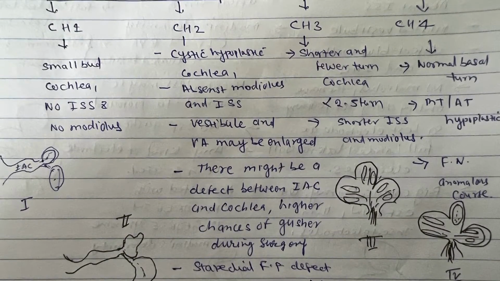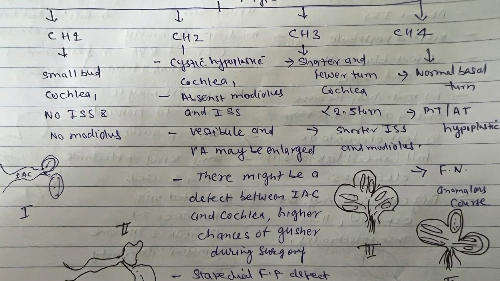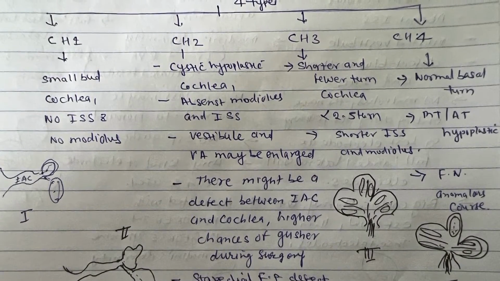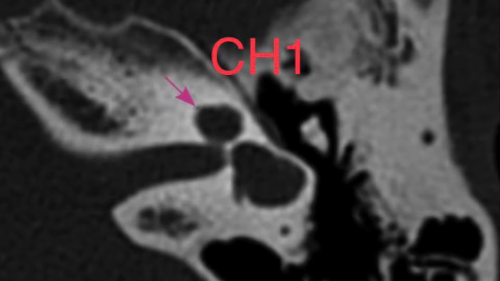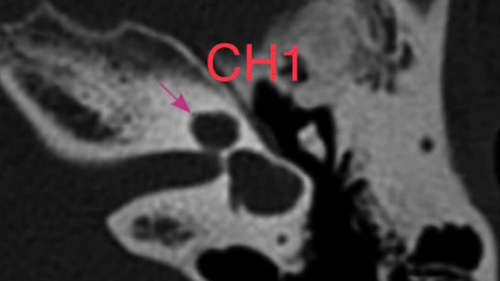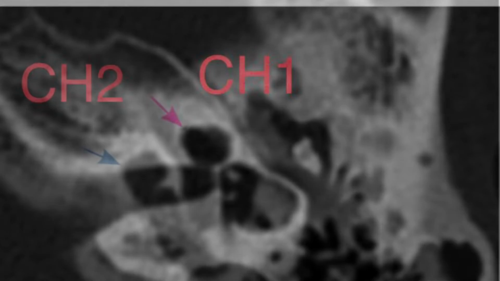The vestibule and vestibular aqueduct may be enlarged. There might be a defect between the internal auditory canal and the cochlea, and a stapedial footplate defect, which may lead to meningitis. You can see this in cochlear hypoplasia. You can see cochlear hypoplasia 1, 2 and 3 in this CT scan.